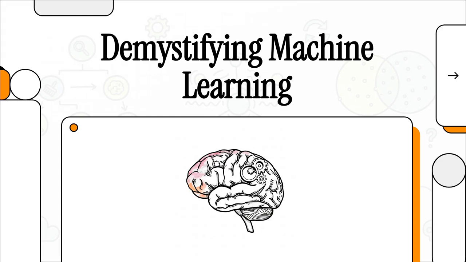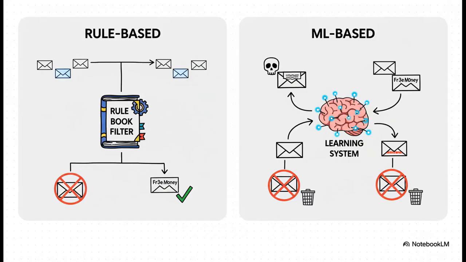Welcome to The Explainer. All right, today we are going to demystify machine learning. We're going to break down what it really is, how it works under the hood, and get into the core concepts and workflows that are powering pretty much everything, from your spam filter all the way to the most advanced AI out there. So let's just start with a super practical example, something you deal with every single day: spam filtering.